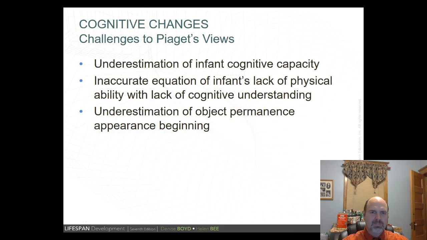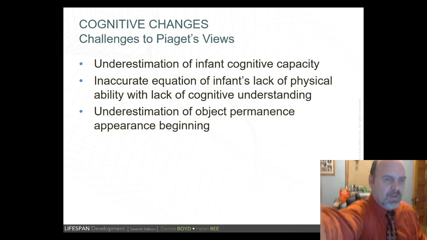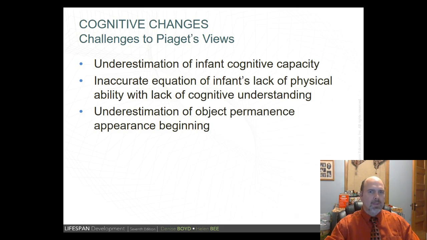So, some critique of Piaget's views is that there was sometimes an underestimation of the infant's cognitive capacity. We're going to talk about later how infants basically understand words even before they can say words. There's an inaccurate equation of infants' lack of physical ability with lack of cognitive understanding, and an underestimation of object permanence's appearance from the beginning. And also, with the stage model, not all babies follow the same stages.